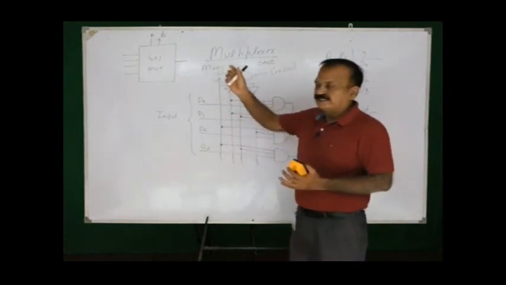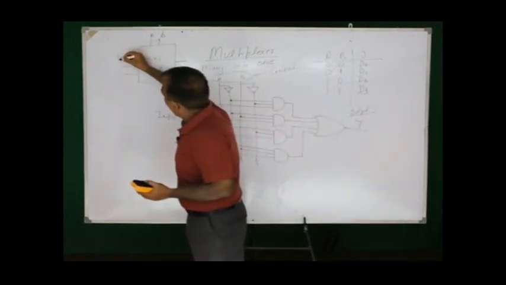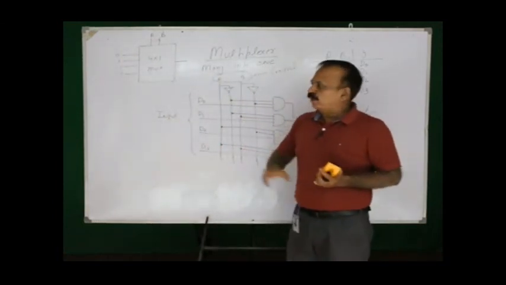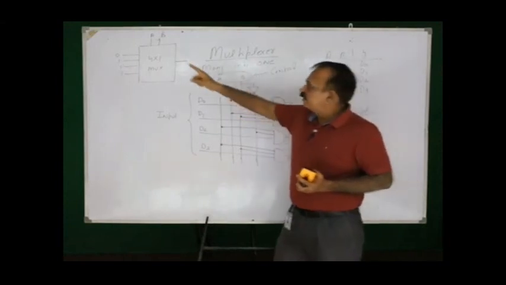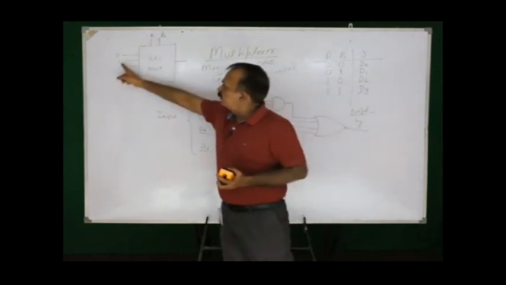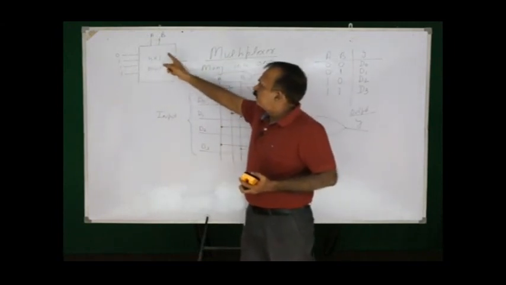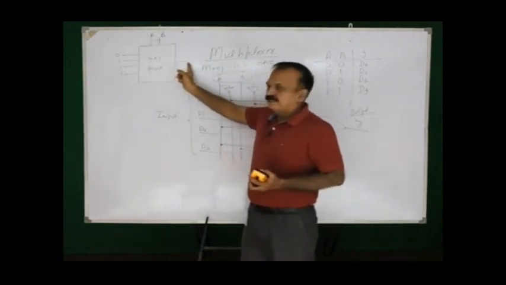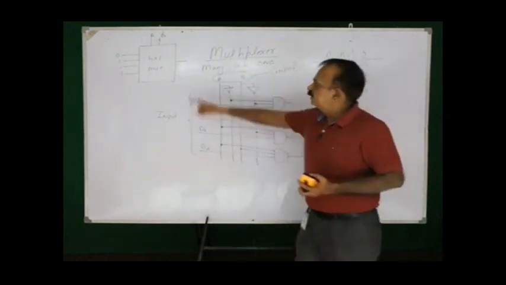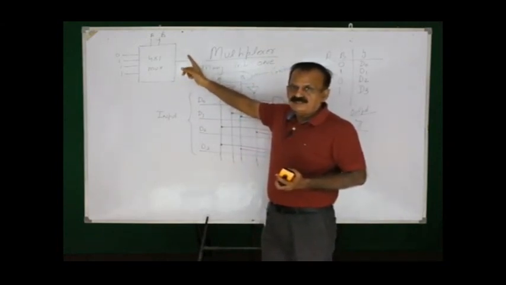Now this multiplexer can even be used as a Boolean function generator. How can I use it as a Boolean function generator? If I give this input 0 1 1 1, what will be the truth table of this multiplexer? For 0 0, the output will be 0. For 0 1, the output will be 1. For 1 0, the output will be 1, and for 1 1, the output will be 1. So this multiplexer is working as an OR gate, because 0 0 is 0, 0 1 is 1, 1 0 is 1, and 1 1 is 1.